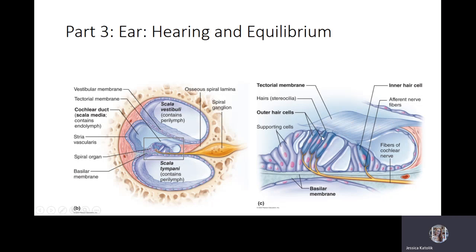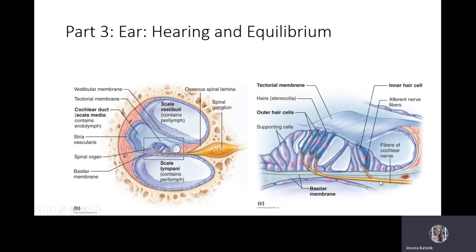When it does so, it's going to push the hair cells against the tectorial membrane, which will stay stationary. As the hair cells push against the tectorial membrane, the hairs, or these stereocilia, will bend in a particular direction. And when they do bend, they're going to activate the hair cell, and the hair cell will produce a neurotransmitter that will stimulate the sensory neuron.